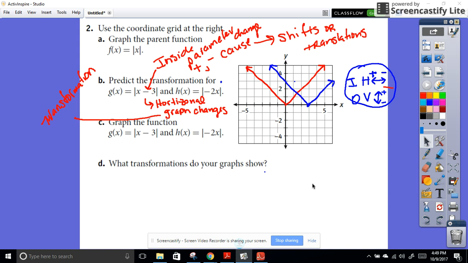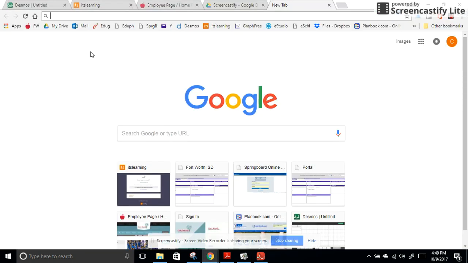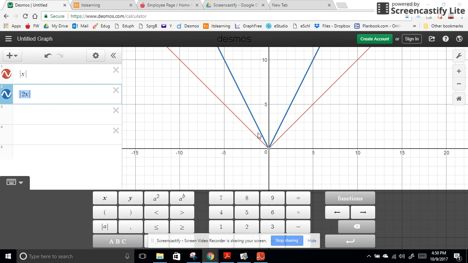Okay, so while I was waiting for the other video to finish downloading, I thought about a better way to explain what's happening here. Remember how we talked about it being on the inside, and since it was on the inside, it behaves opposite of what we think. We think multiply by 2, so we think a stretch of 2, but it's not a stretch of 2.